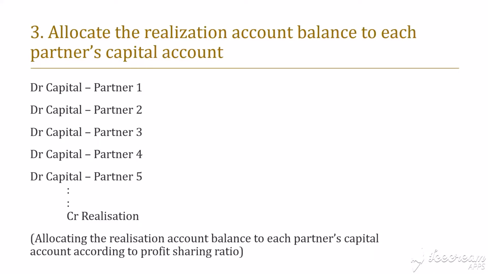Anyway, if the realization account has a debit balance, we will debit the capital accounts and credit the realization account to zero off the realization account. In the rare event that the realization account has a credit balance, we will do the reverse journal entry, which is to debit realization and credit the partner's capital account. Once again, please remember to allocate the realization balance to each partner according to their profit sharing ratio. If the partnership agreement states that profits are to be shared equally, the realization balance will be allocated equally among all partners.